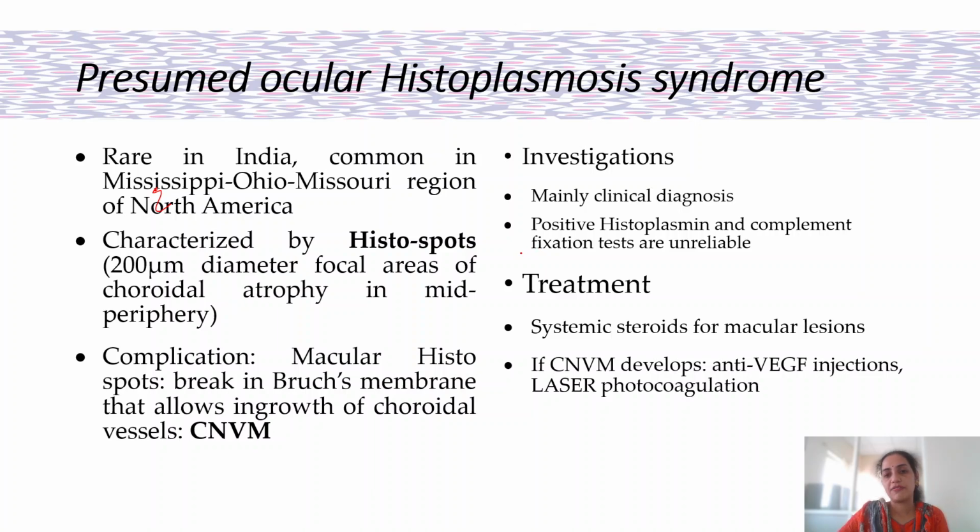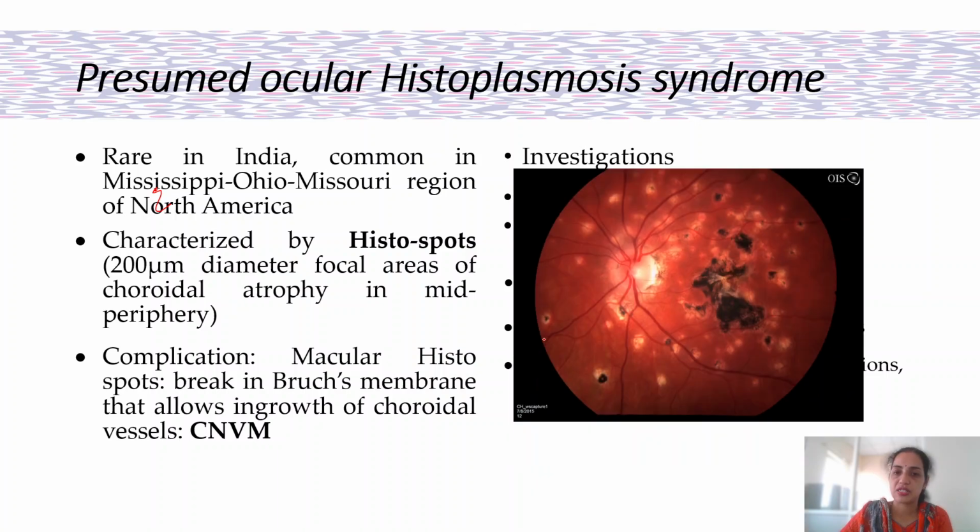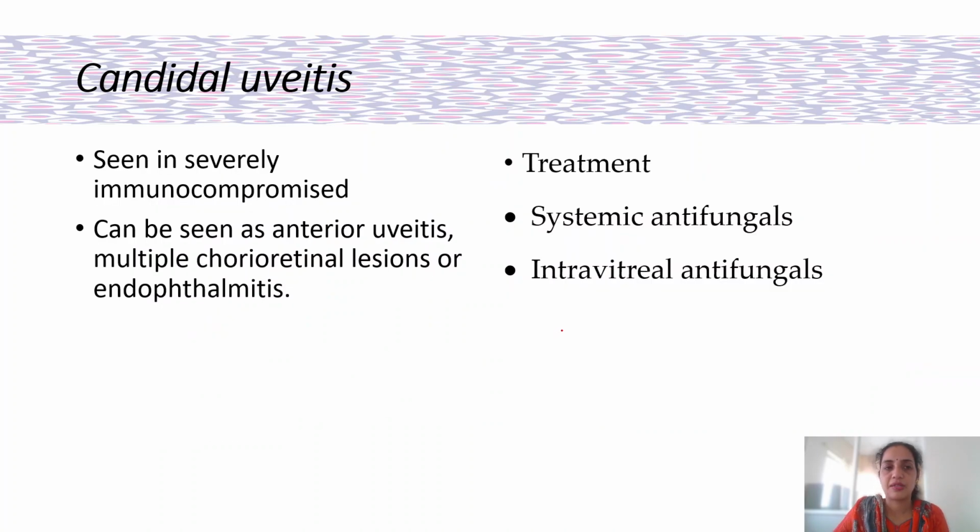Treatment: if there is macular involvement, you need to use systemic steroids, and if a CNVM develops, then you have to use anti-VEGF injections. So this is how it appears. Because of the peculiarity of the infection, I want you to know about this infectious uveitis.